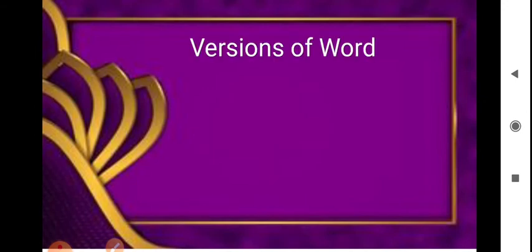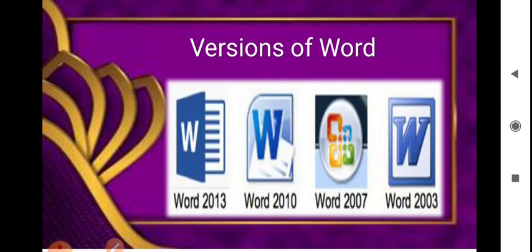Now, see in the next screen, you can see the versions of Word. What are the versions of Word? You can see in the picture: first Word 2003, 2007, 2010, 2013, and now 2016 and 2019 have come. The new versions are coming, and new features are being added, which also make it easy to work.